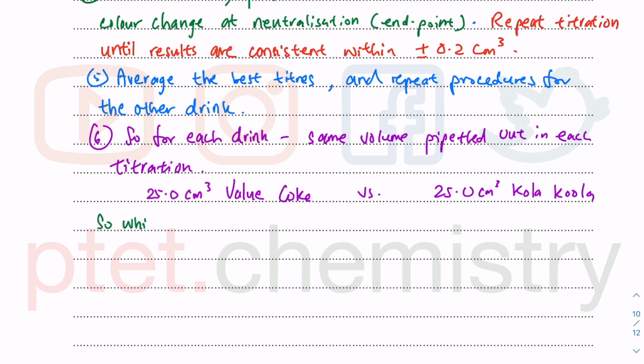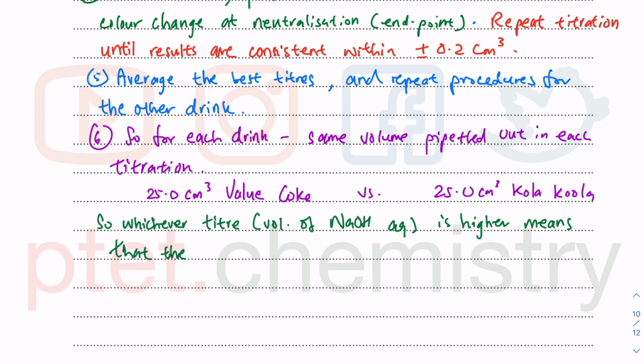So whichever titer, that means the volume of NaOH aqueous is higher, means that the drink is more concentrated, or it has a higher concentration of the phosphoric acid, because we have used the same volume of the acid, and we will have the same concentration of the NaOH in the burette. Whichever one you need more NaOH to react with will be more acidic, so a higher concentration of the phosphoric acid.